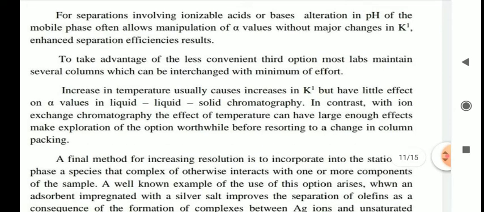Increase in temperature usually causes increase in k dash, but it will have little effect on alpha values in liquid-liquid chromatography or liquid-solid chromatography. In ion exchange chromatography, the change in temperature can cause a large change in alpha values. So in ion chromatography, you can change the temperature of the mobile phase. Similarly, in gas chromatography also, you can change the temperature and get better alpha value.